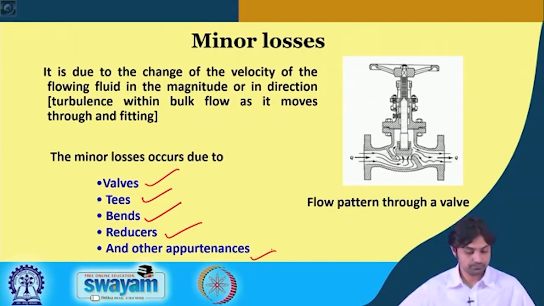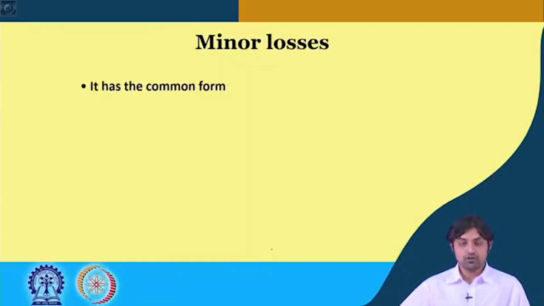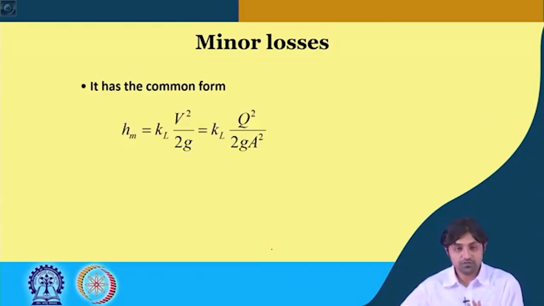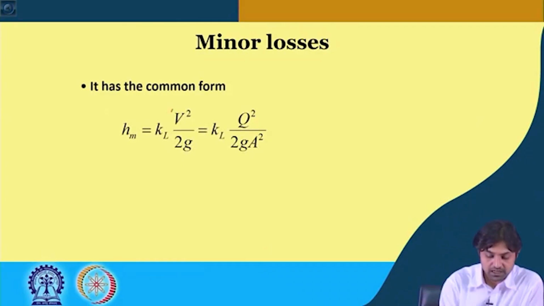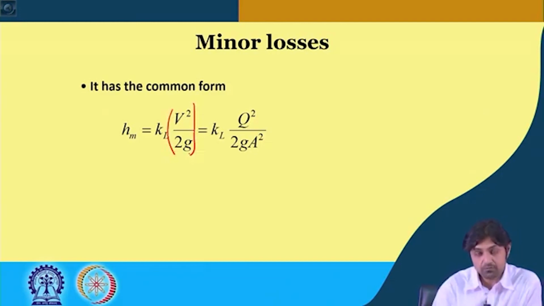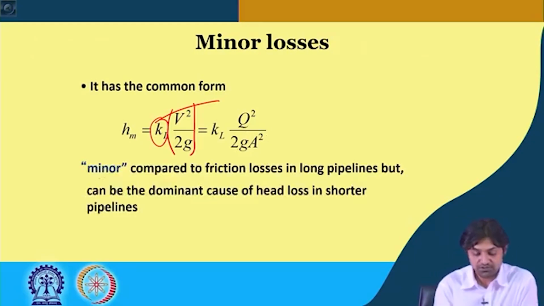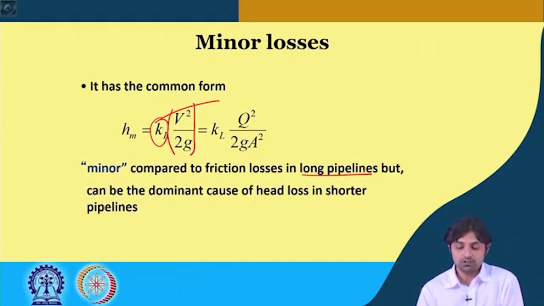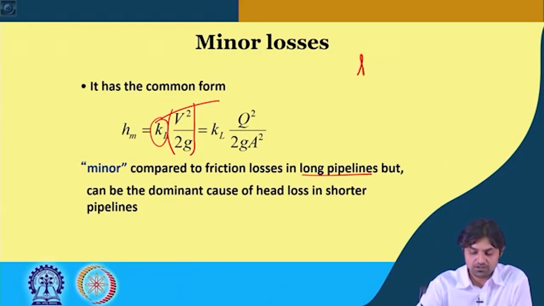All right. So minor losses also have a common form: it is KL multiplied by V square by 2g. And this KL is the minor loss coefficient. In terms of Q, we can also write Q square by 2gA square. So this is minor compared to friction losses in long pipes, but can be the dominant cause of head loss in shorter pipes. Because the major loss is given by f into L by D, you remember, into V square by 2g.